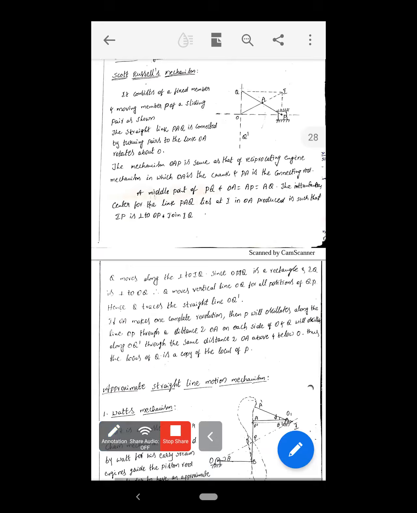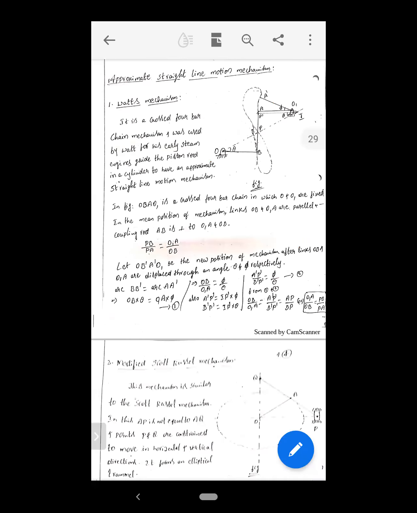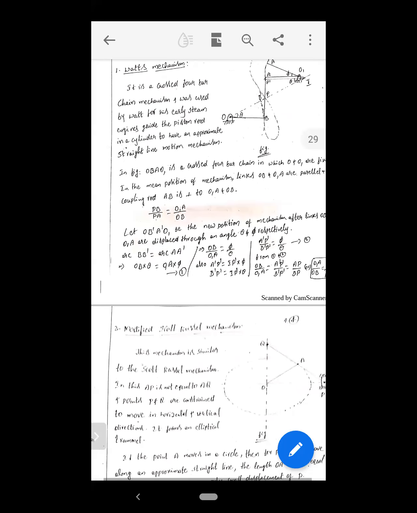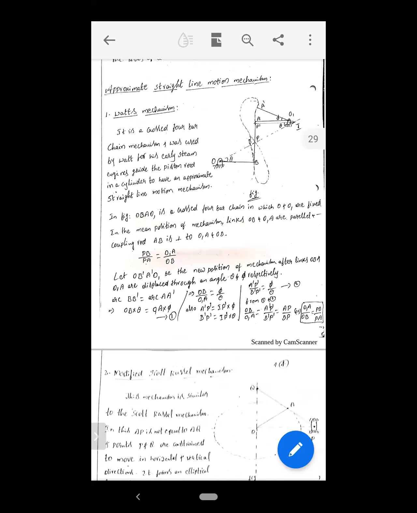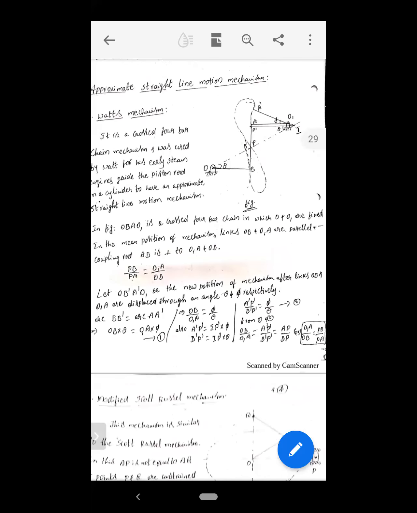Now we are going to see the approximate straight line motion mechanisms. It is not exactly a straight line. Approximate straight line motion mechanisms are the Watt's mechanism, modified Scott-Russell mechanism, Chebyshev mechanism, Roberts mechanism and Grasshopper mechanism. A number of mechanisms belong to the approximate straight line motion mechanisms. All of you observe them. What are those? Observe the first one, Watt's mechanism.